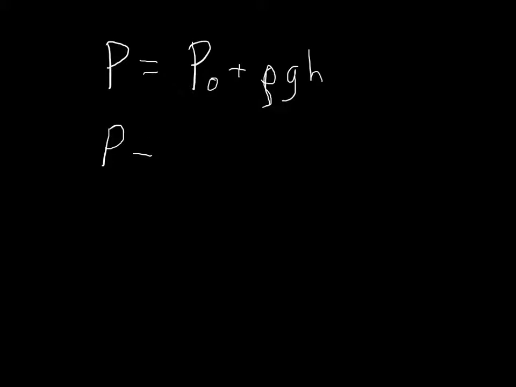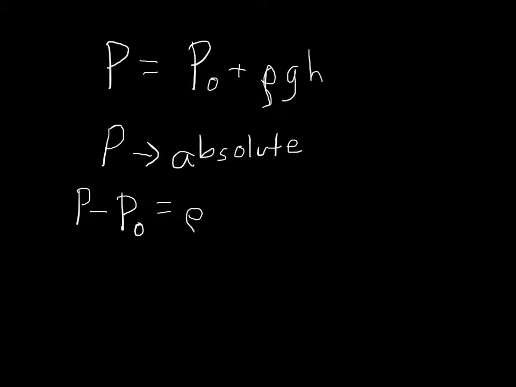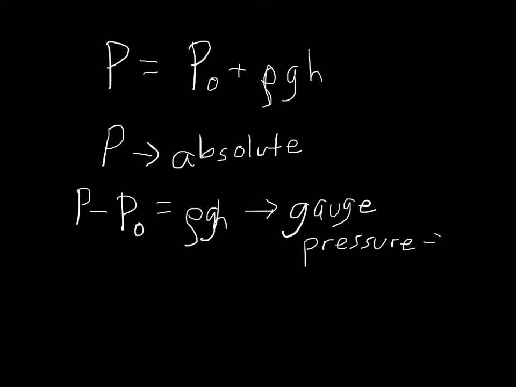It says P is something called an absolute pressure. So that is the pressure that you actually would measure. And then they take this equation, P minus P0, the initial pressure, is equal to rho gh. And they say this is something called a gauge pressure. And a gauge pressure is a pressure that's relative to atmospheric pressure, the pressure inside of the atmosphere.